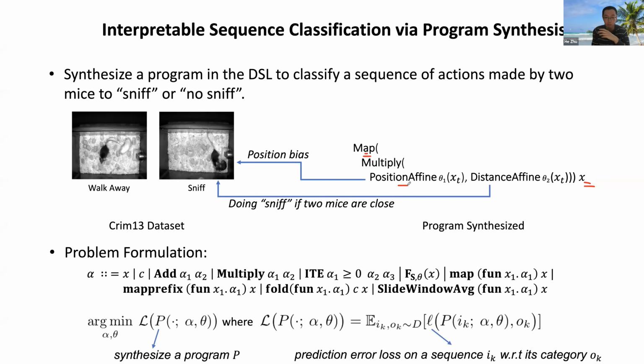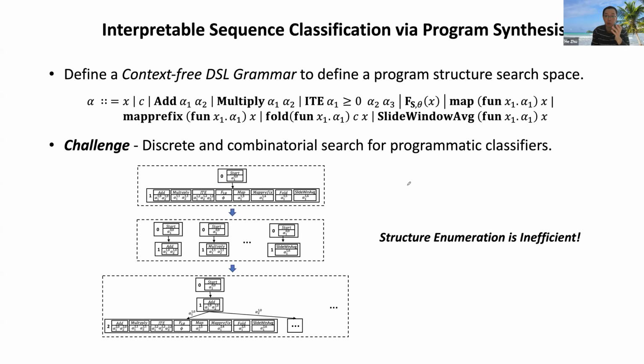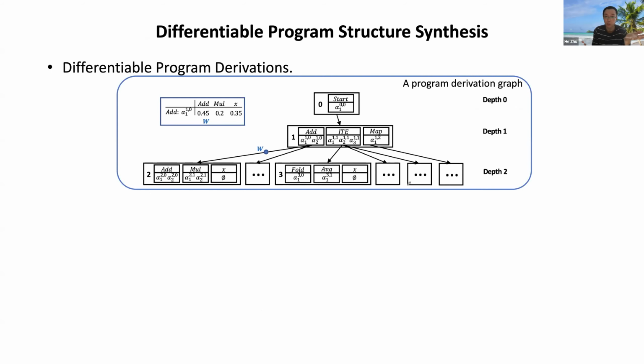And the question is how can we generate such a program to minimize the prediction loss between the labels and the trajectories given to us as the training data? And of course, we can still build the program derivation tree.